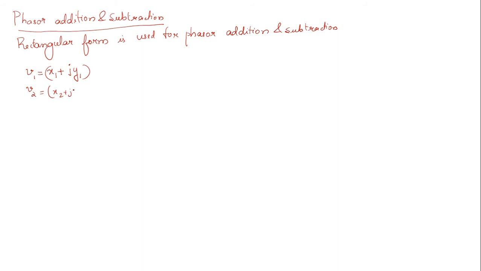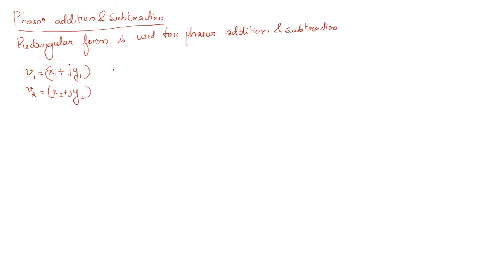Rectangular form is used for phasor addition and subtraction. I'll show you how we can do this. If you are having two phasors, V1 is equal to, so I am going to use rectangular form, because we can use only rectangular form for addition. So I am representing the first phasor like this, x1 plus jy1. And I am having another phasor, that is V2, which is equal to x2 plus jy2.